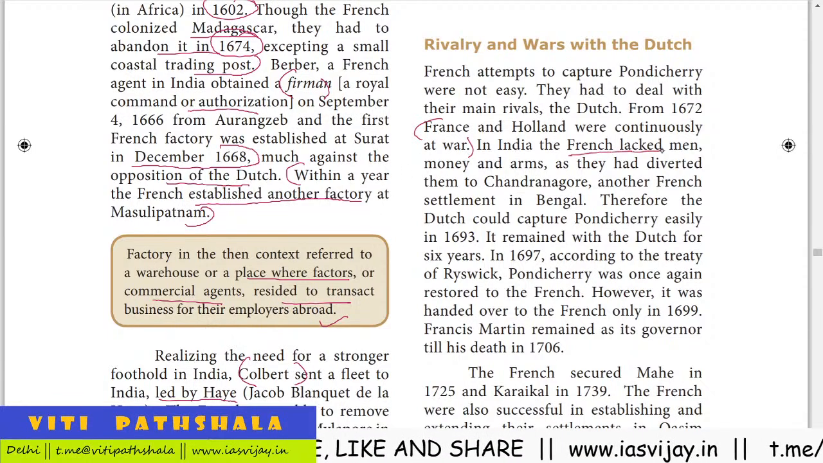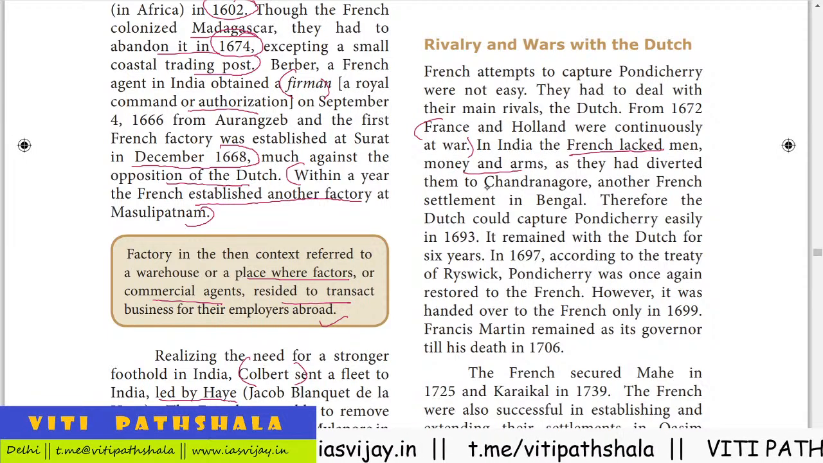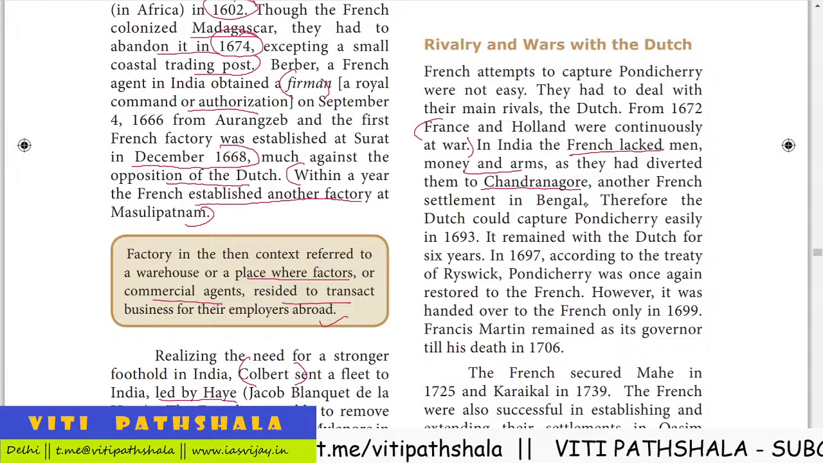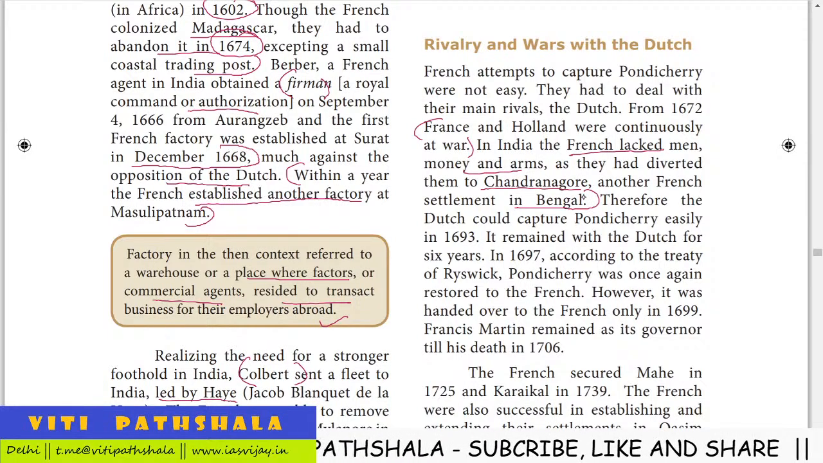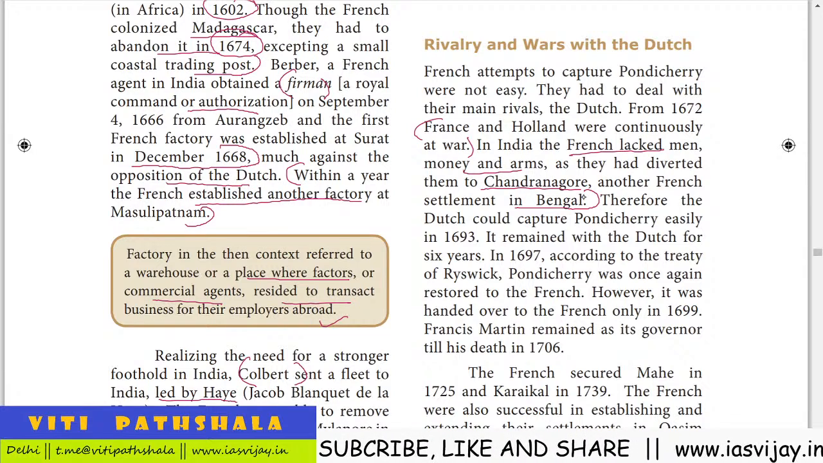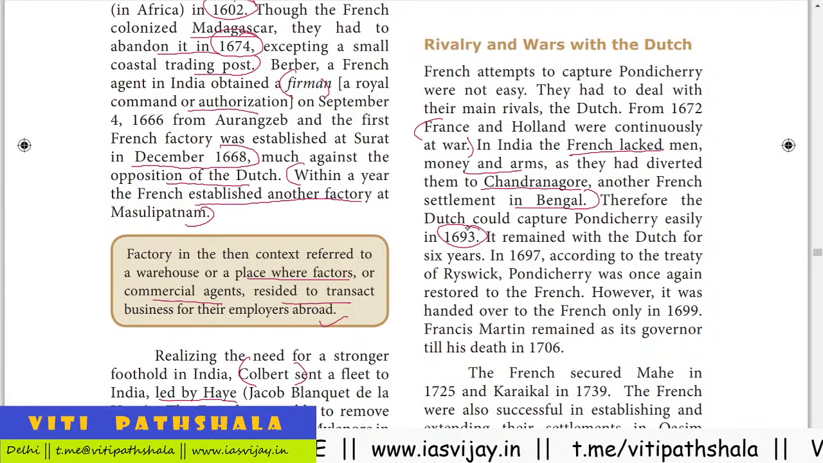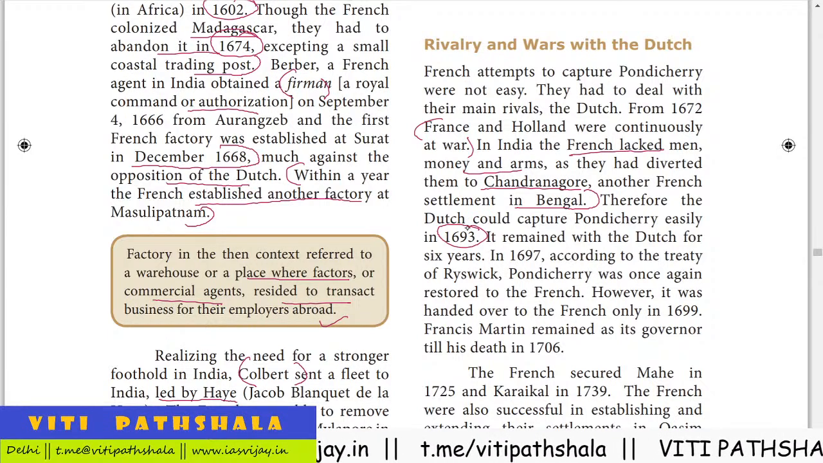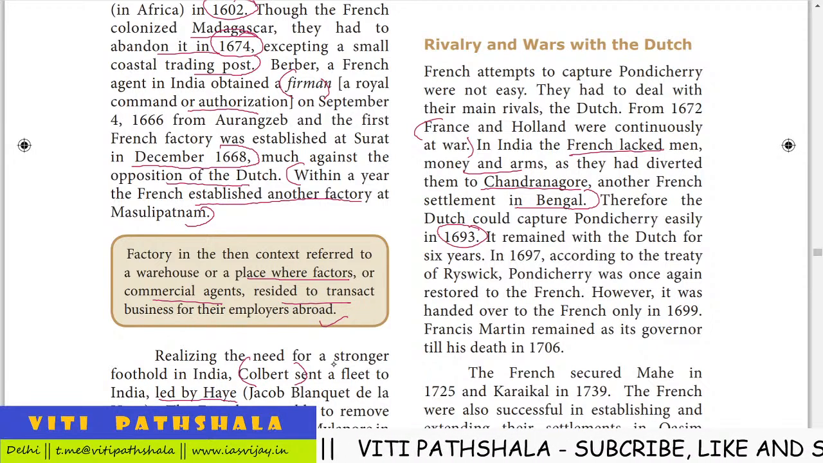In India, the French lacked the men, money, and arms, as they had diverted them to Chandranagore, another French settlement in Bengal. Therefore, the Dutch could capture Pondicherry easily in 1693. So, why was it captured by the Dutch? Because the French did not have enough manpower. It remained with the Dutch for 6 years.